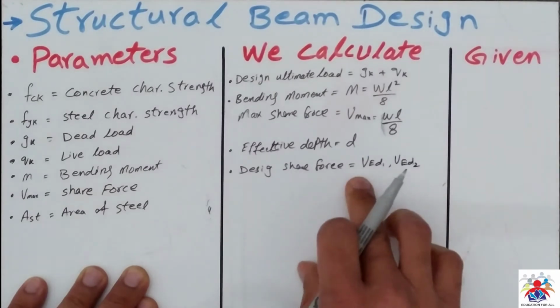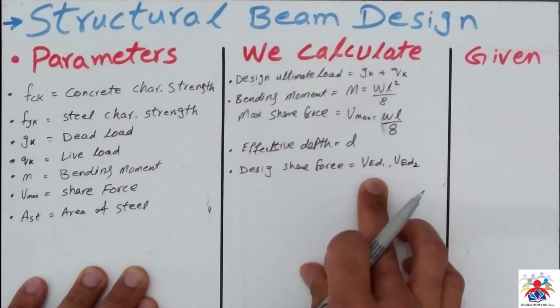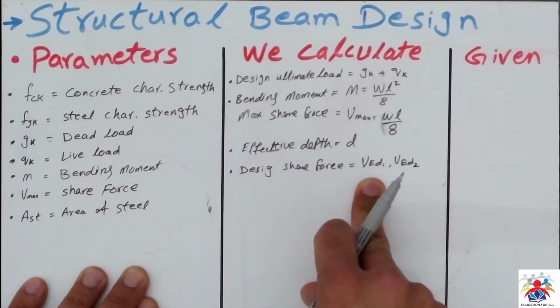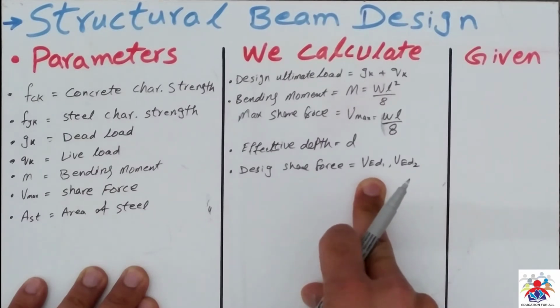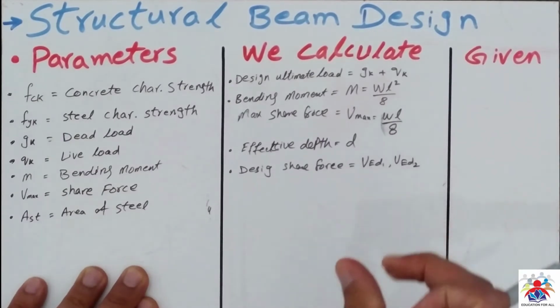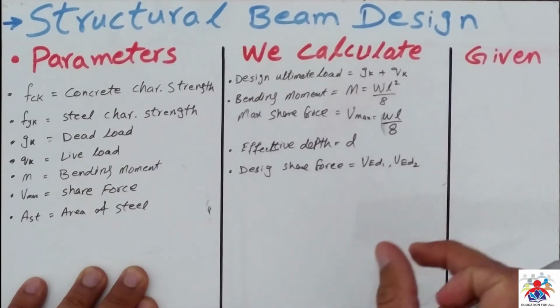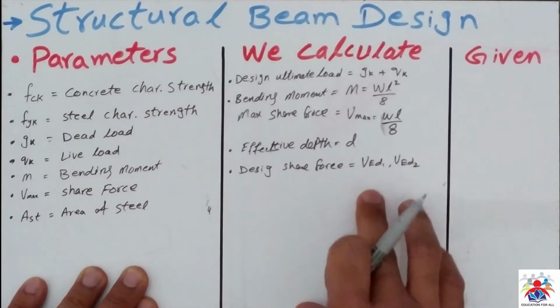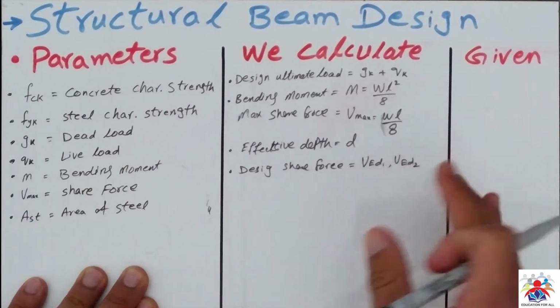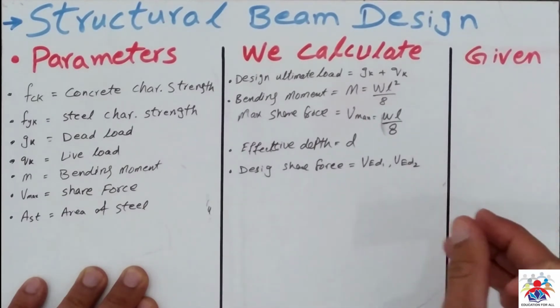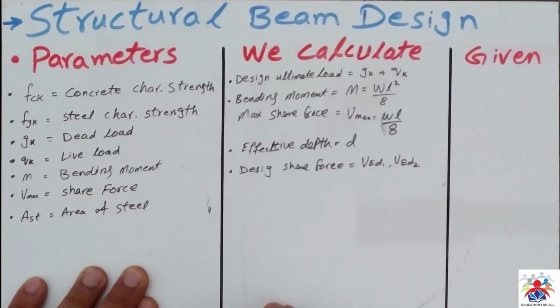VED2. What is VED? It means that if our beam is rested on any kind of column or wall, then we will have to check the area which is rested on the beam or on the wall or on the column, how much is that distance, which is called VED, one edge to another edge, for example.